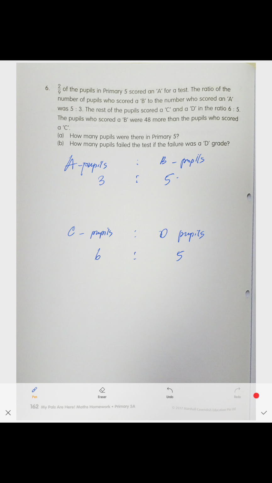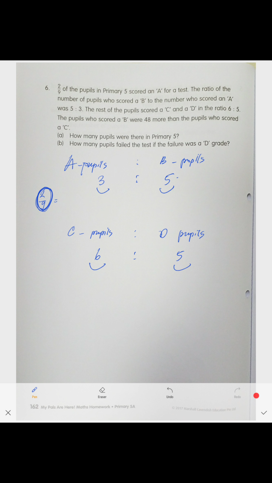So we know that A pupils is 2 over 9. Right? 2 over 9. So there are 9 units. But we have 3 units plus 5 units plus 6 units plus 5 units, like we cannot bring it to 9 altogether, right? So we need to somehow transform our ratio to understand what is our 2 over 9. Okay?